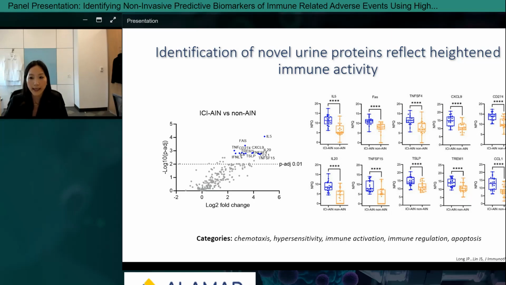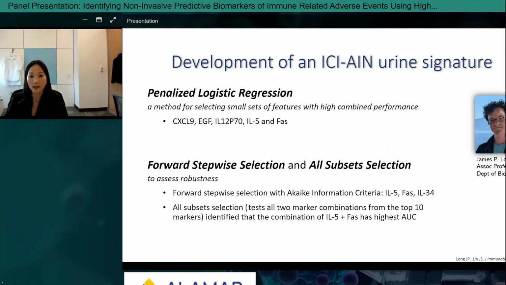And of these 10 key analytes, CXCL9 has been previously identified by our group and others, as well as CD274 in tissue. And that means that the rest of these 8 proteins are novel proteins that haven't been previously reported to be associated with immunonephritis. And overall, these proteins have functions in chemotaxis, hypersensitivity, immune activation, immune regulation, and apoptosis, all suggesting a heightened immune activity that's going on at the kidney level.